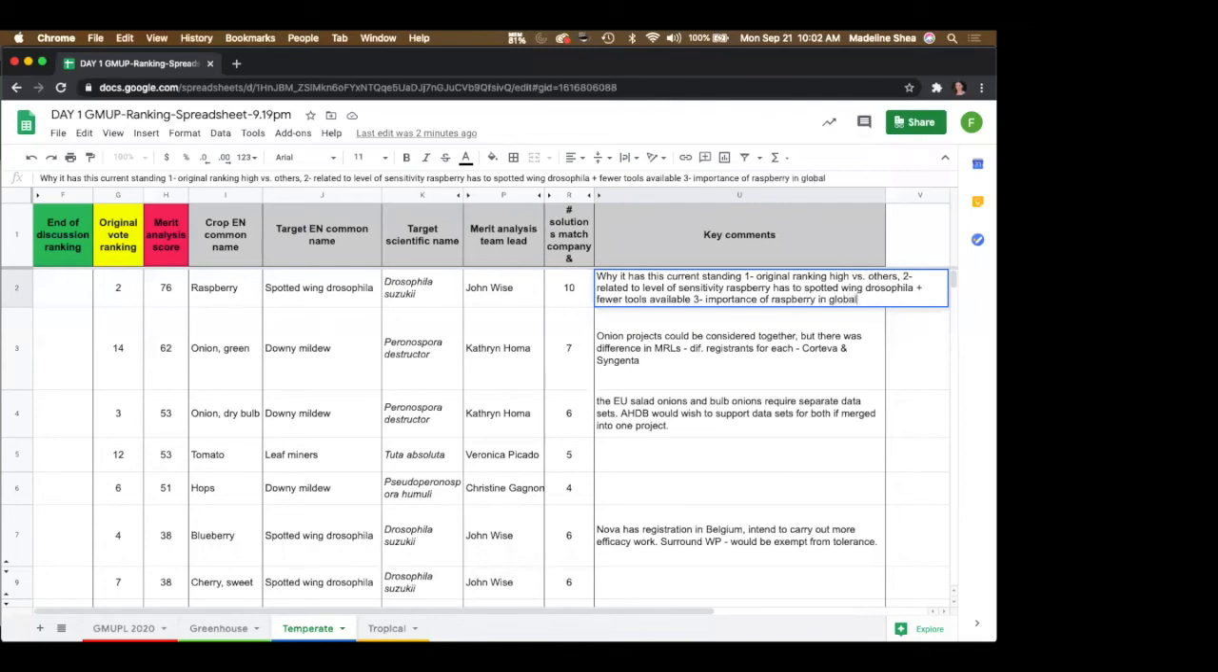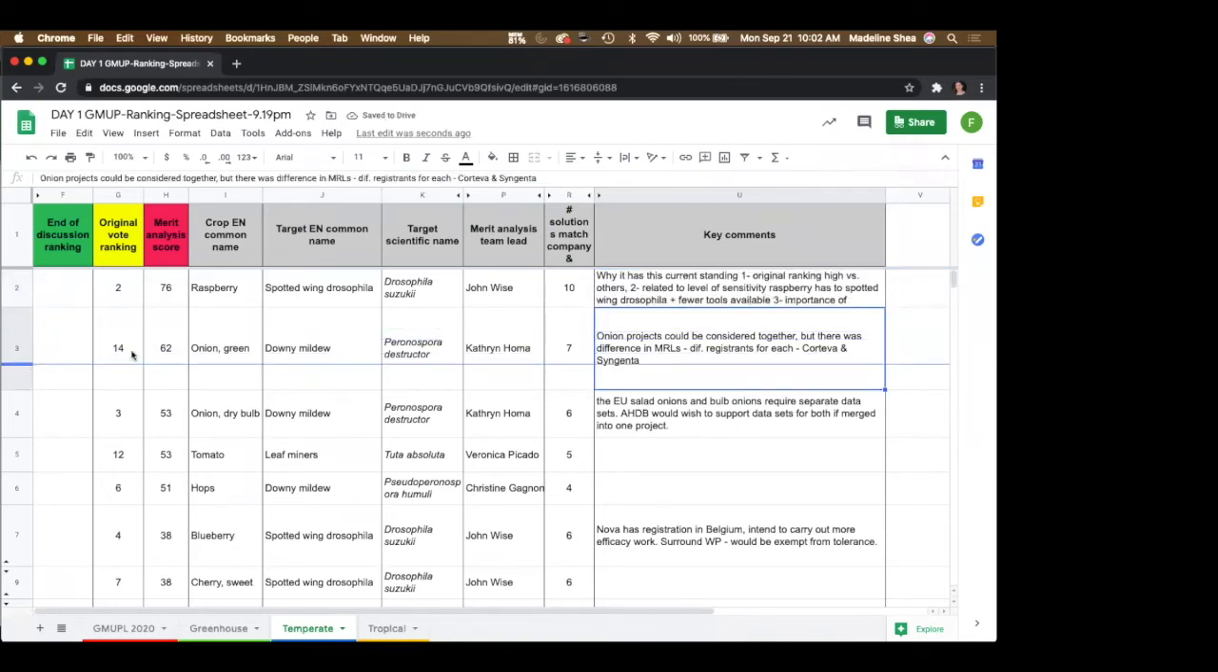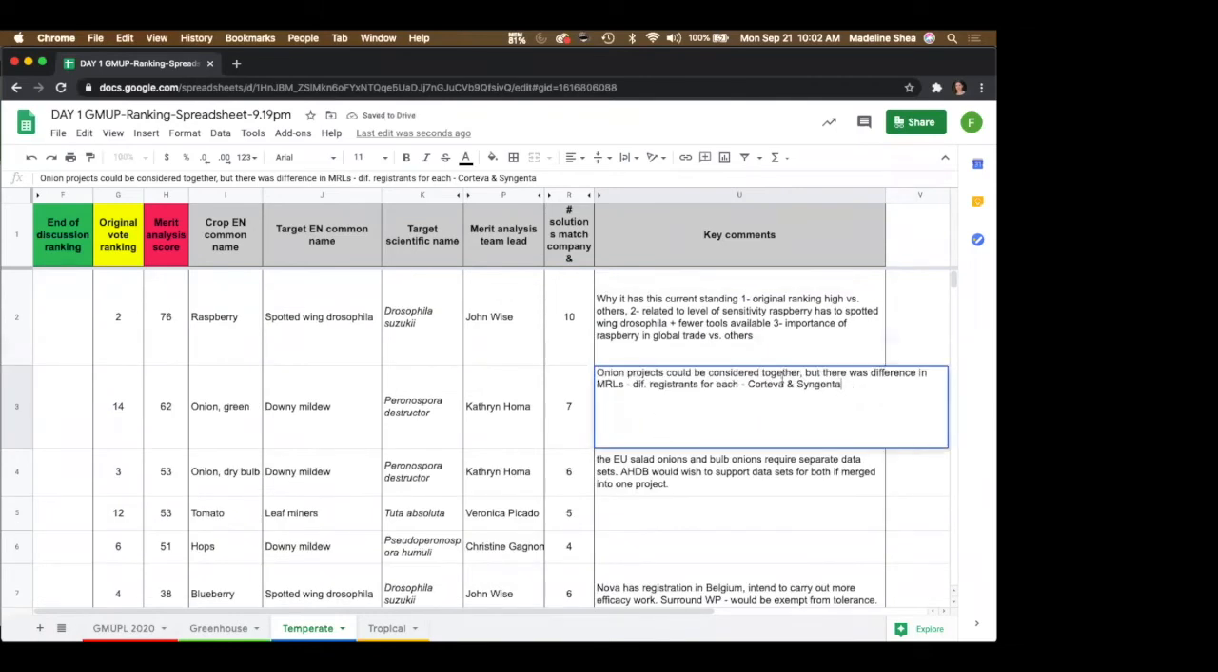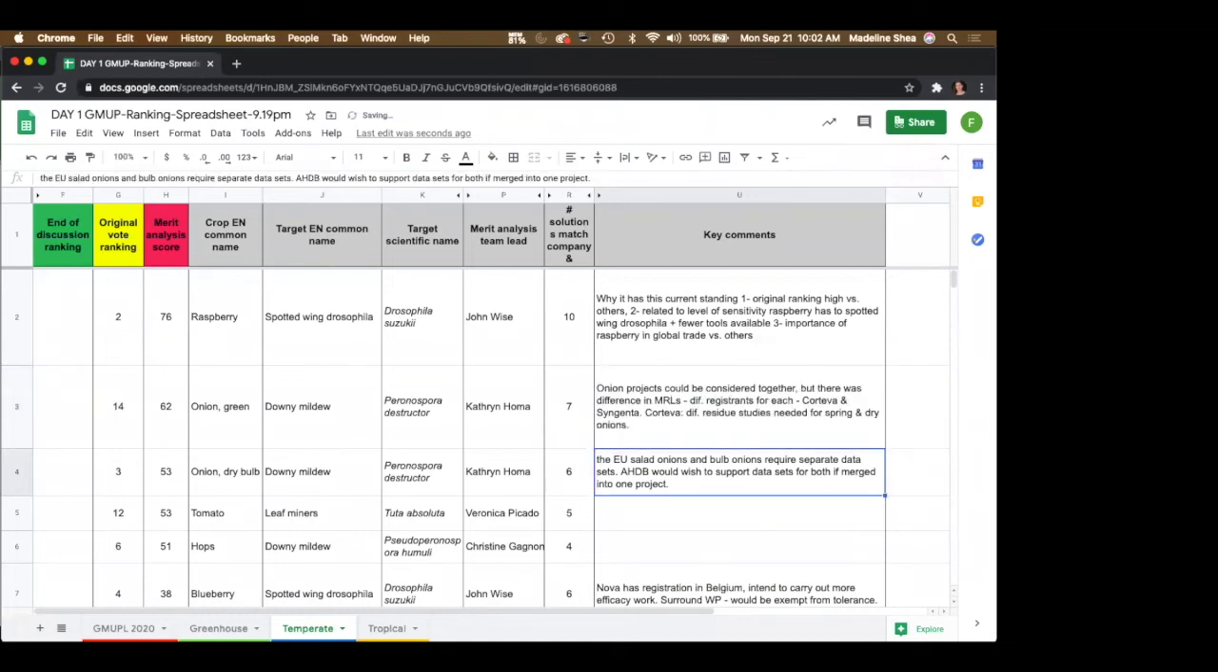John, we have a comment from Carmen Tu from Corteva in the US. Different residue studies are needed on spring and dry onions. Okay, so that's important. That shouldn't weigh terribly heavy on our process today, but it will be very relevant in the next stage that follows. So it's good to get that factual information.